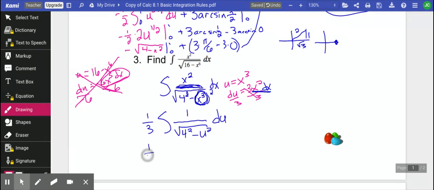So we have 1/3. This is going to be arcsine of u over a. And then for my last step, I need to substitute back for u. So we get arcsine of x cubed over 4.